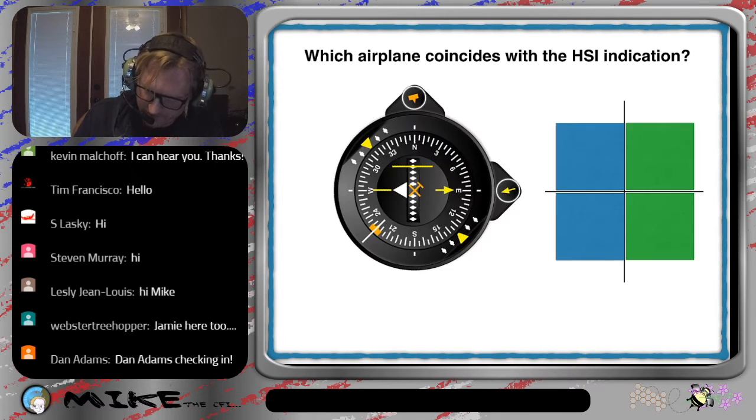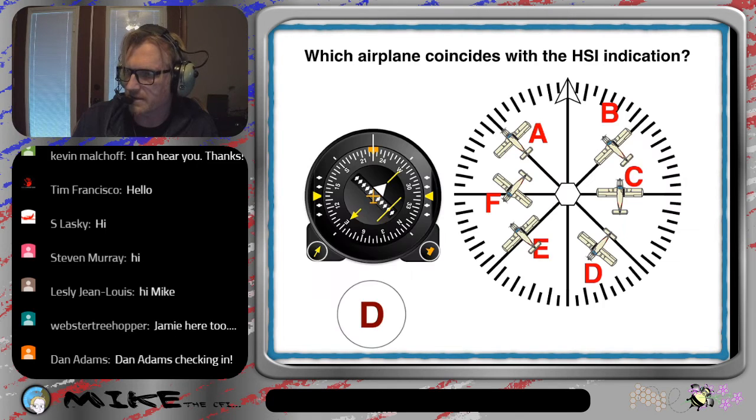So again, if we rotate it to north, you can see that right away it shows that, relative to us, the VOR is off to our left. Therefore, we're on the right side of things. And the course line is to our north, which means that we're south of it. So that means that we must be southeast. Once we know that we're southeast, we're just looking for an airplane that's also facing to the southwest. And you can see letter D is the only one that this example works with.